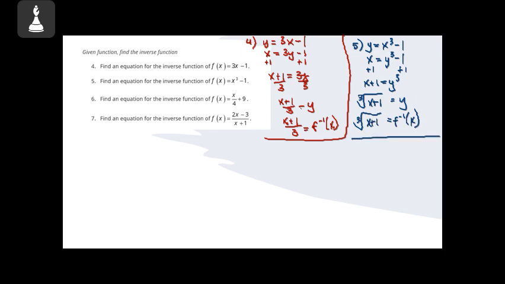Number 6, our equation is y equals x over 4 plus 9. So swapping, x equals y over 4 plus 9. I'm going to first have to subtract 9 from both sides. I get x minus 9 equals y over 4. And y over 4 means we're dividing by 4, so I need to multiply by 4 to cancel that out. That is going to make 4x minus 36 equals y, which means our inverse is 4x minus 36.